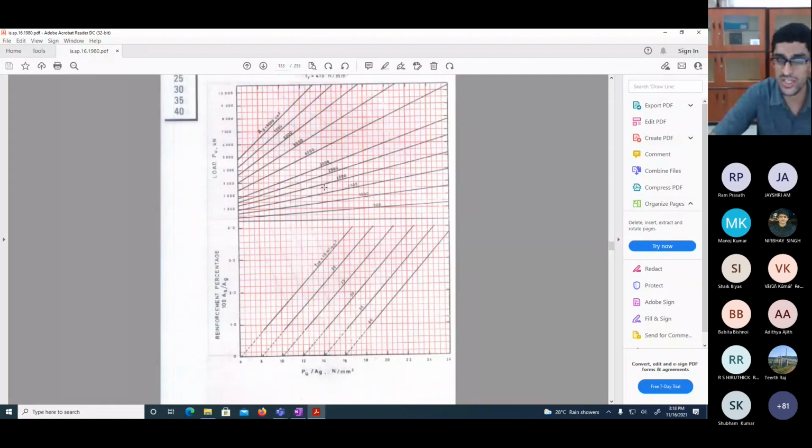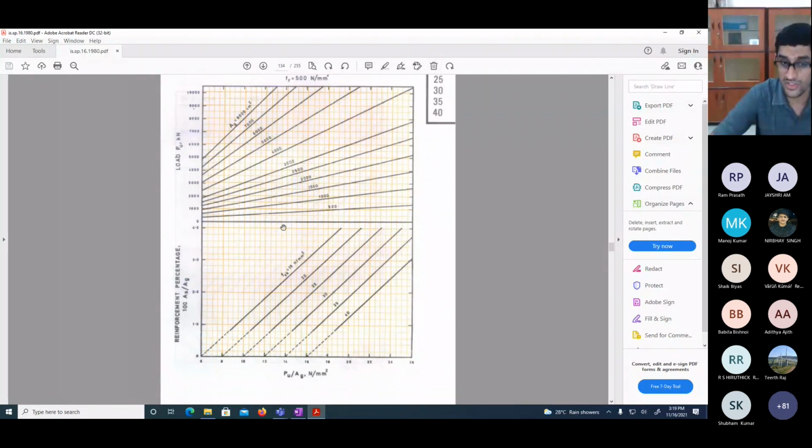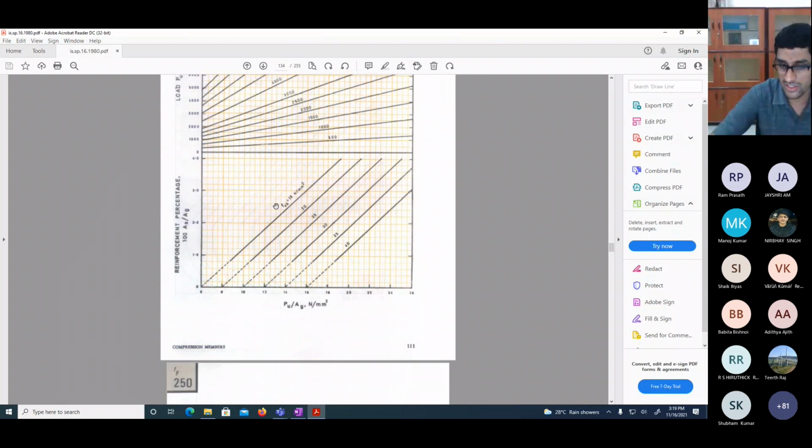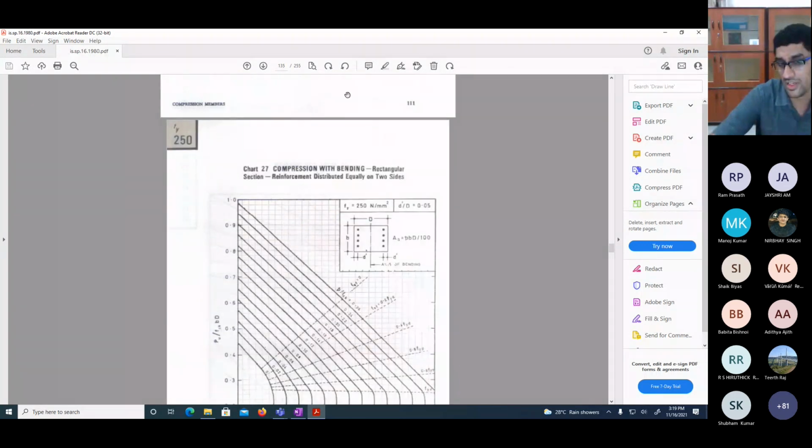These two charts are for pure axial compression. So even using the formula is easy, so you don't have a big advantage in using the chart. But if you're asked to use it, you can use it. Then from page number 112, you start having a lot of charts. So they start with Fe 250 and d dash by D ratio to be 0.05.